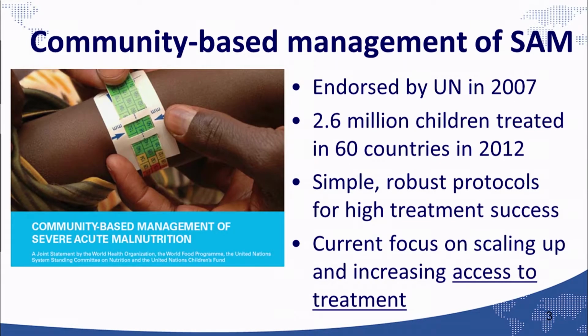As many of you know, in 2007, a community-based model for the management of malnutrition was endorsed by the United Nations. Today, this model has been adopted in over 60 countries, and over 2.5 million children are treated each year. Thanks to simple medical and nutritional protocols, an emphasis on early detection to reduce complications, and high acceptability, this model has proven highly effective. As a result, community-based nutrition programs today can emphasize not only individual treatment outcomes such as recovery, but also place increased emphasis on scaling up and increasing access to treatment.